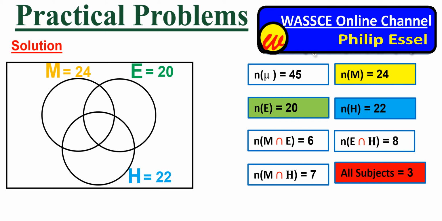The total number of students, which is n universal equal to 45, would have to be written by this Venn diagram. Now, the number of students who read all 3 subjects is equal to 3. So let's write this information at the appropriate region of the Venn diagram.